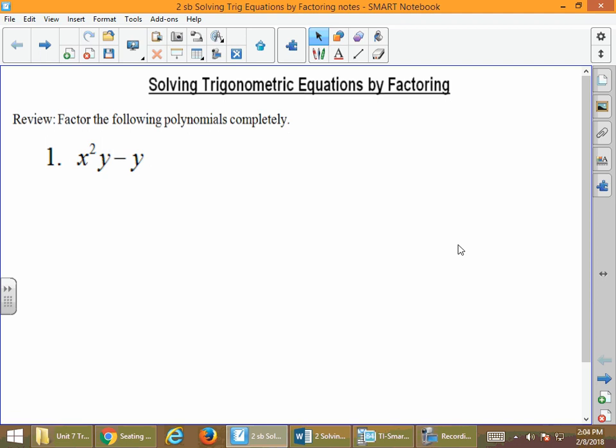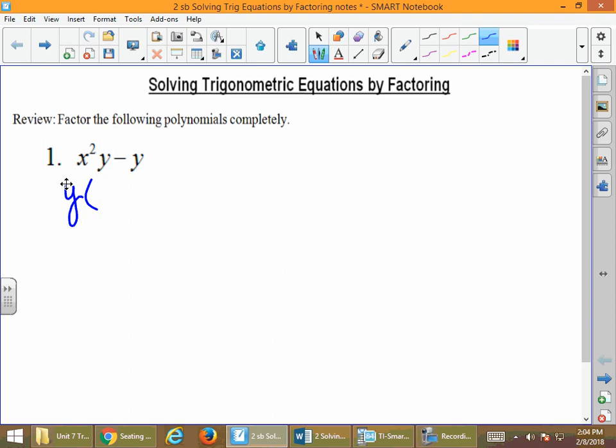Well, in this first problem, do we have a greatest common factor? We do. There is a y in both of these terms. So we're going to factor out that y. When we factor out y, we're dividing. X squared y divided by y leaves us with x squared. And y divided by y is 1, and yes, we need to write the 1 on that. But what we just did is we factored out a greatest common factor. Well, as we take a look at this, can we factor any more?